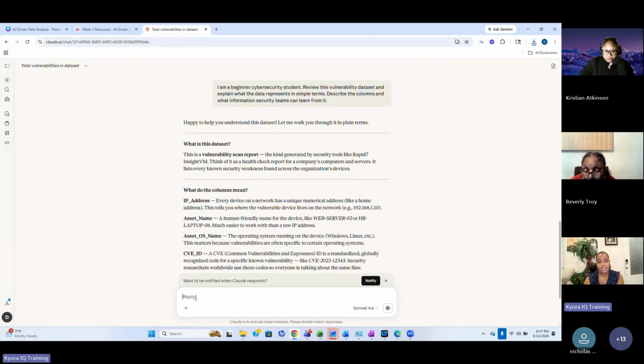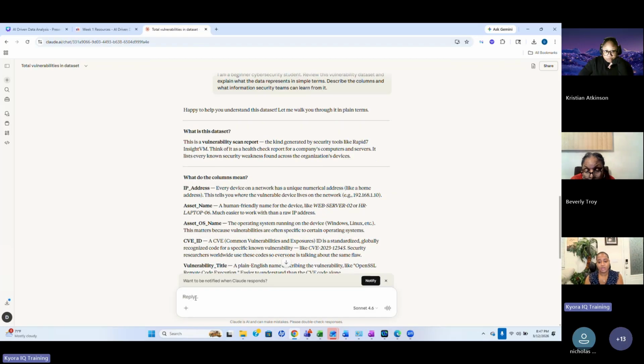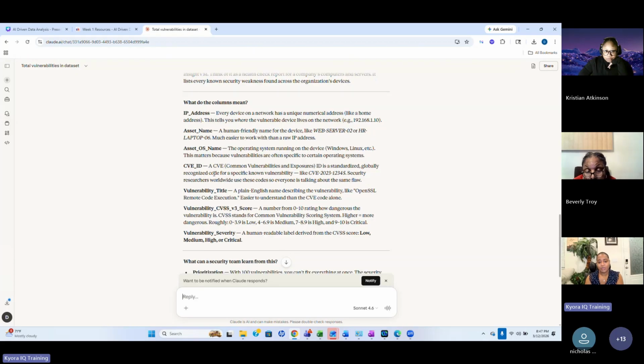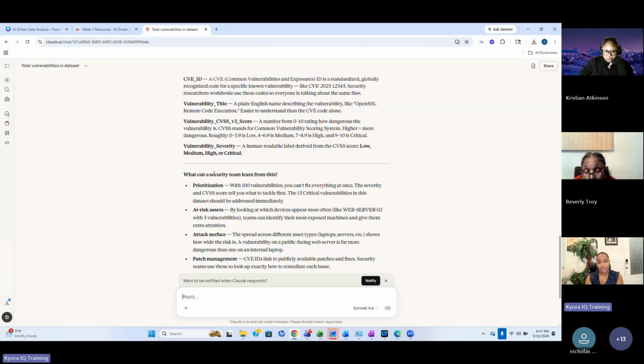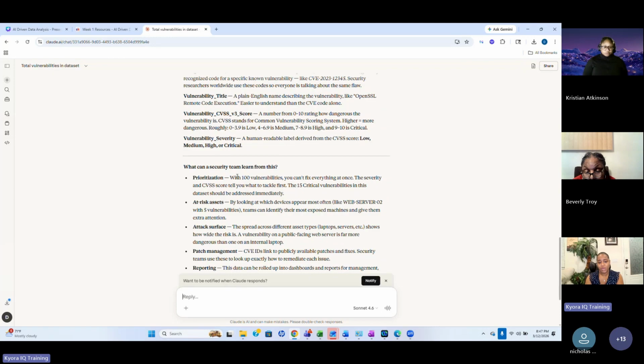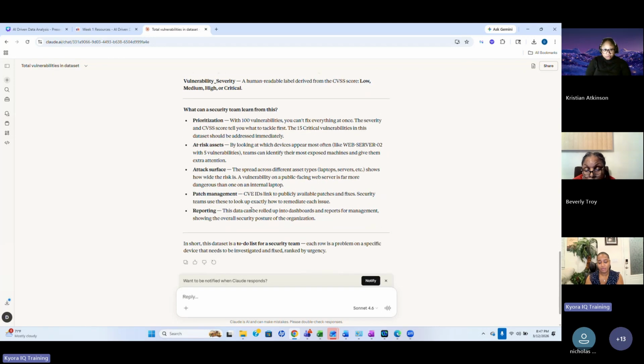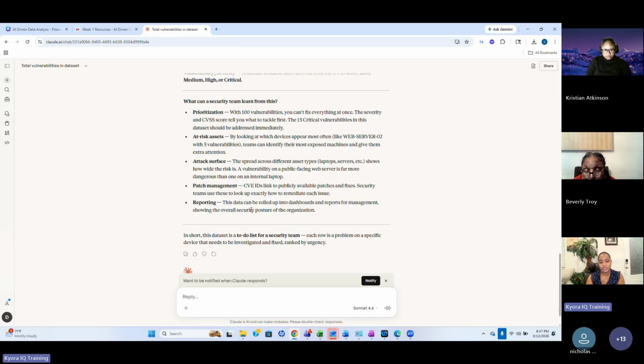It says this data set is a vulnerability scan report, the kind generated by security tools like Rapid7. Think of it as a health check report for a company's computers and servers. It lists every known security weakness found across the organization's devices. And then it breaks down exactly what we had covered, but in more detail. And then, what can the security team learn from this? It'll give you all the information that you need for each prompt.